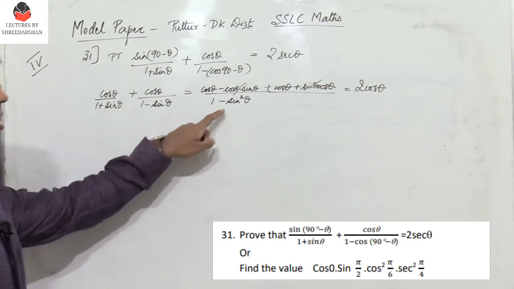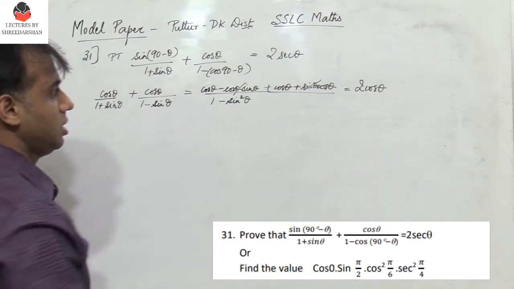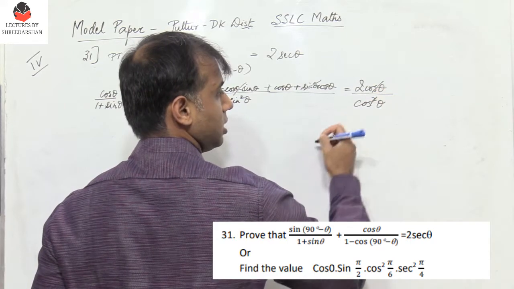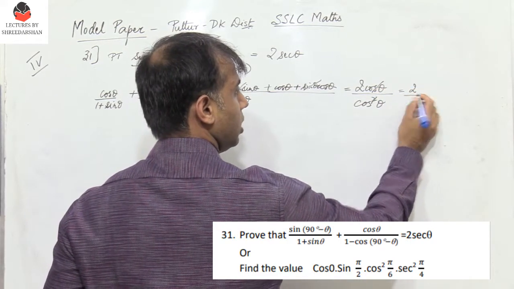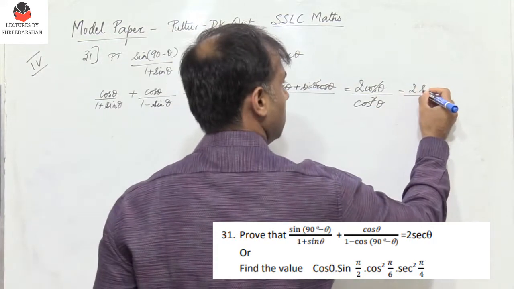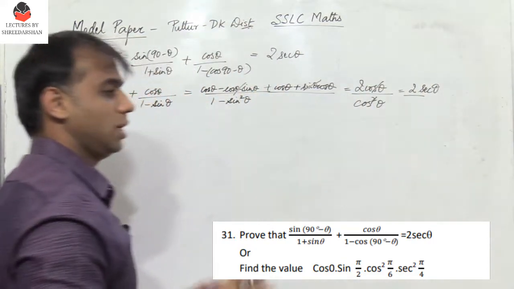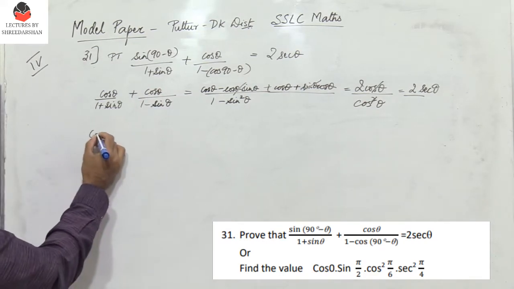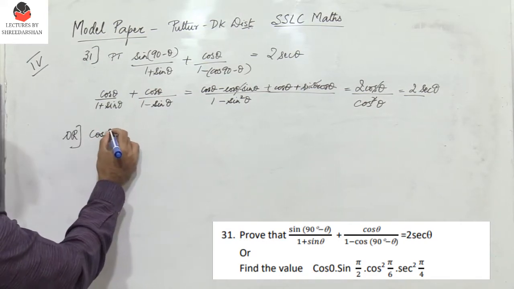What is 1 minus sine square theta? It is cos square theta. Cos square theta. So 1 cos theta gets cancelled. So I have 2 by cos theta. So what is 1 by cos theta? It is secant theta. So I have 2 secant theta. A very simple problem.